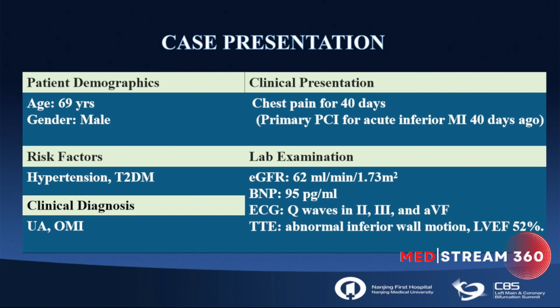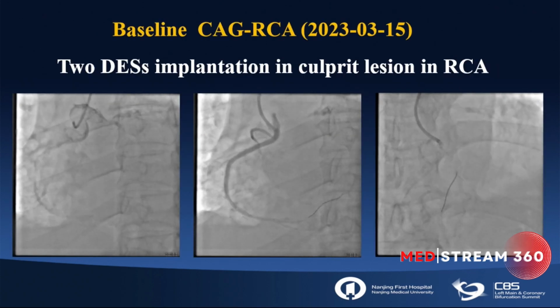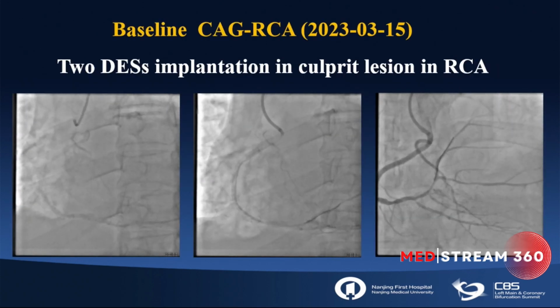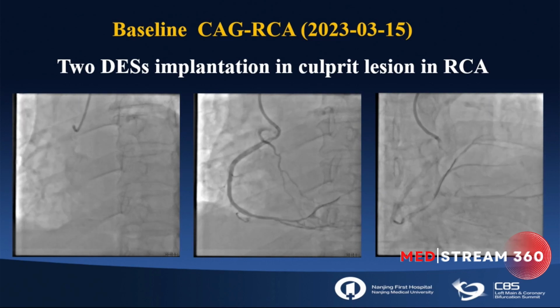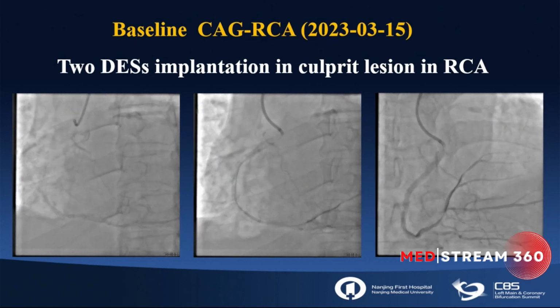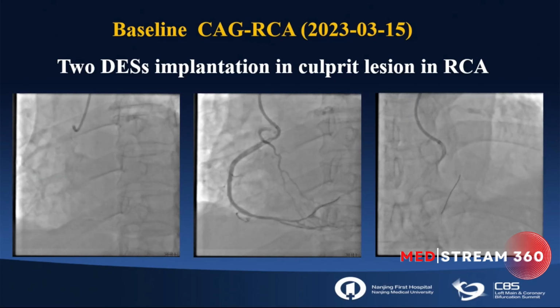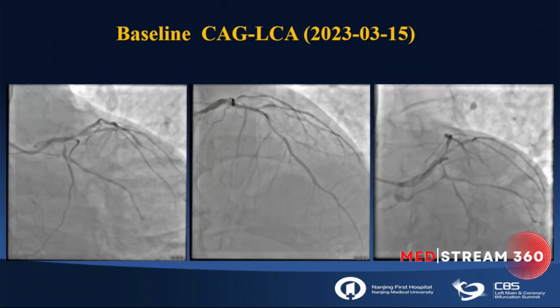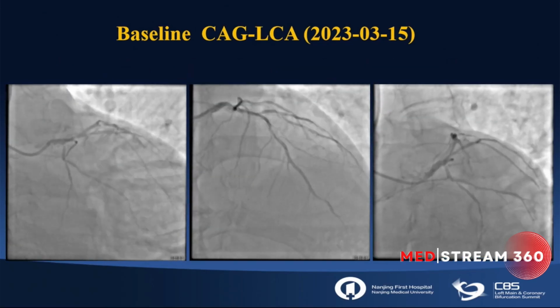This time, he was diagnosed as unstable angina and old MI. 40 days ago, this patient underwent primary PCI due to acute myocardial infarction, and two drug-eluting stents were deployed in the right coronary artery. This is the final result. It's good. Today, the target lesion is the left coronary artery.